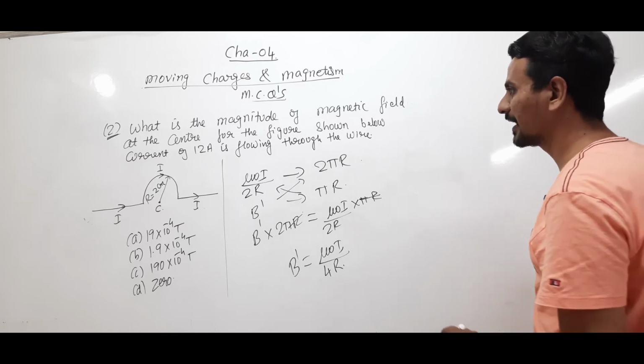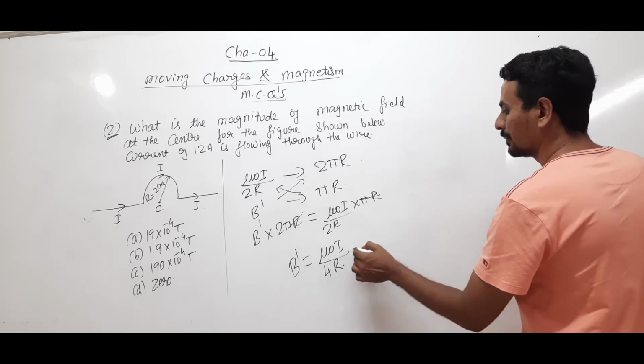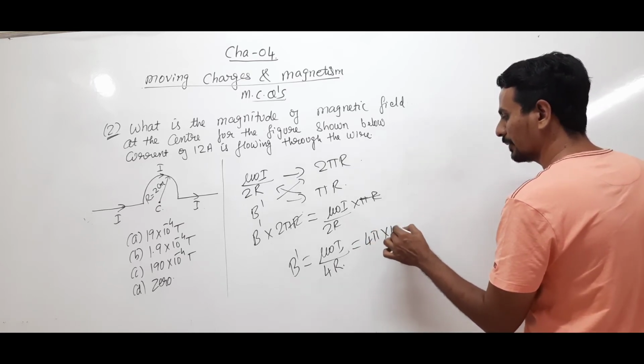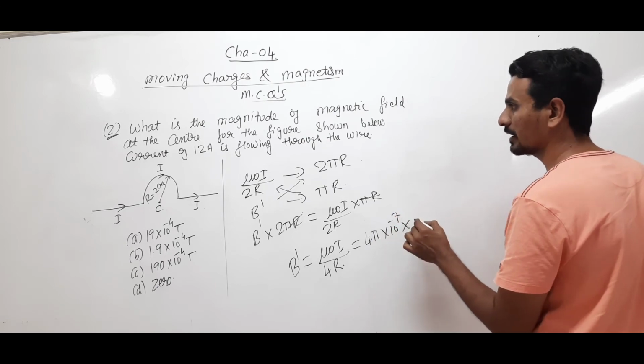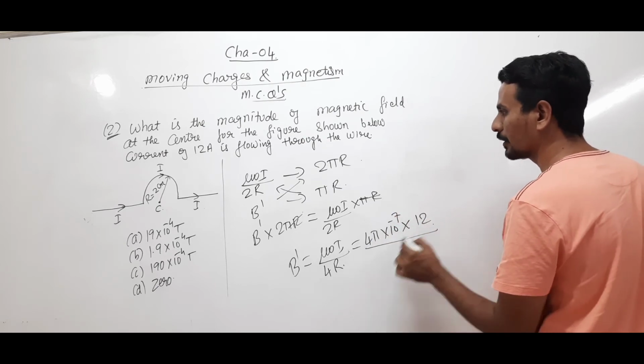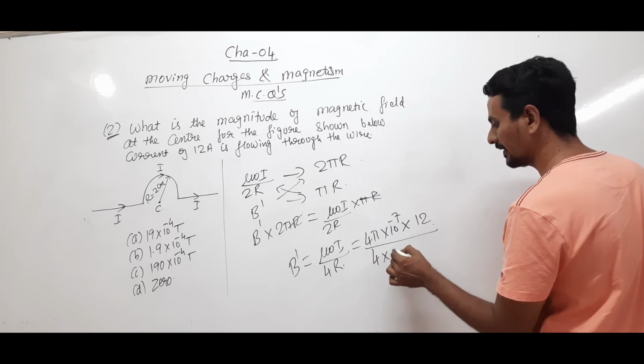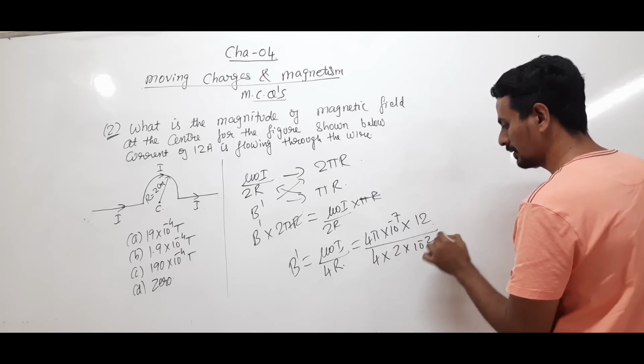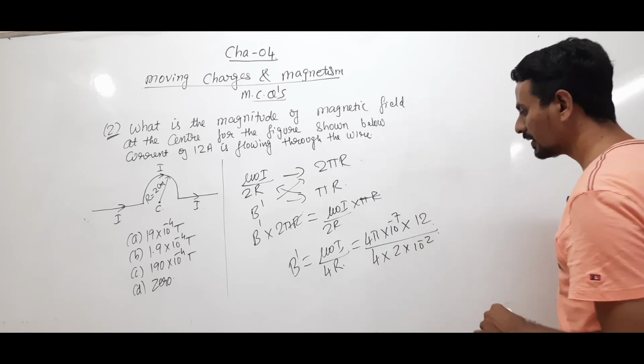Let us substitute the values. Mu naught is 4 pi into 10 raised to minus 7, current is 12 ampere upon 4 and radius is given as 2 centimeter.